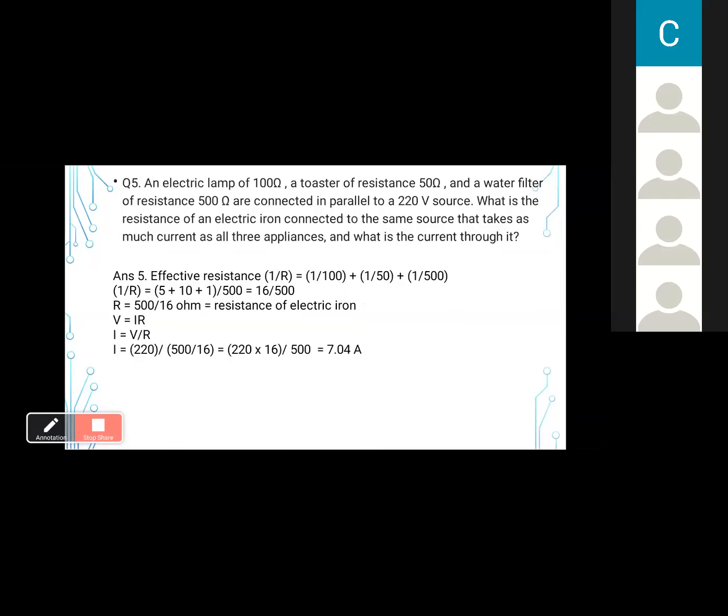Is this thing clear? They are saying that the same amount of current flows through the electric iron as the total current of all the three devices. So the total current is found when you calculate the effective resistance of all the three devices. Here they have calculated the effective resistance first, which is actually the resistance of the electric iron only. Please read the answer carefully and ask any doubts. Is it clear? Exactly 7.04.